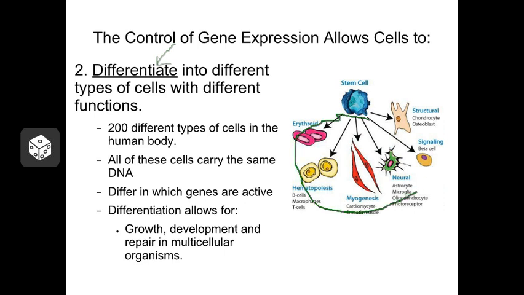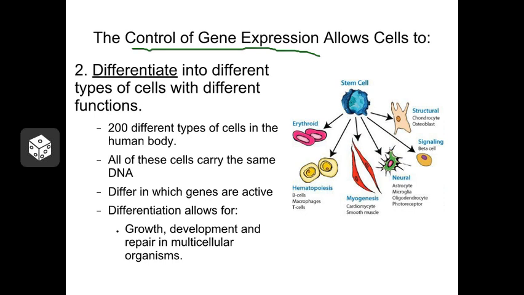Now think about this. You have over 200 different types of cells inside your body. They differ in their structure and their function, and some of them are really wildly different from one another. However, if we were to examine the DNA inside those cells, we'd find that the DNA is identical. The DNA inside a muscle cell is exactly the same as inside a bone cell or a nerve cell. How can this be? Well, again, it has to do with the control of gene expression.